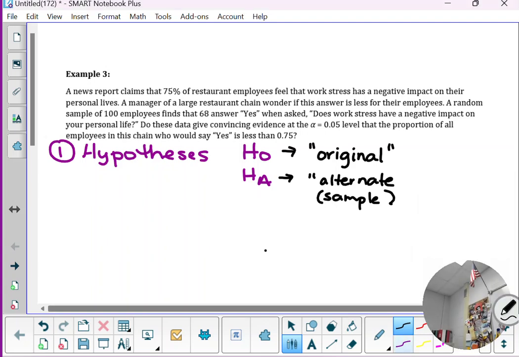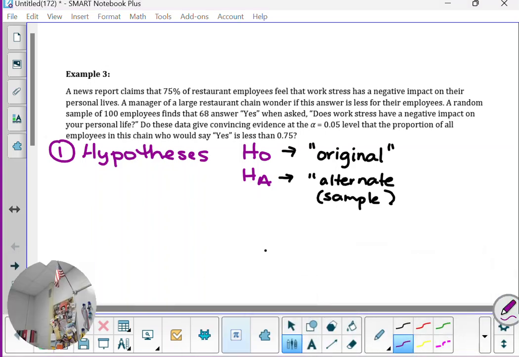So reading this problem, a news report claims that 75% of restaurant employees feel work stress has a negative impact on their personal lives. A manager for a chain wonders if that's true for their employees. He takes a sample of 100 employees, 68% say yes, work stress does have a negative impact. Is that convincing enough, with alpha equals 5%, to make us think that the proportion of all employees is actually less than 75%?